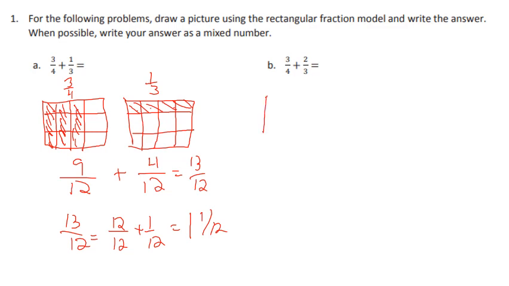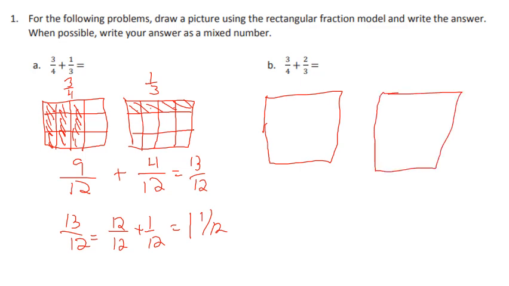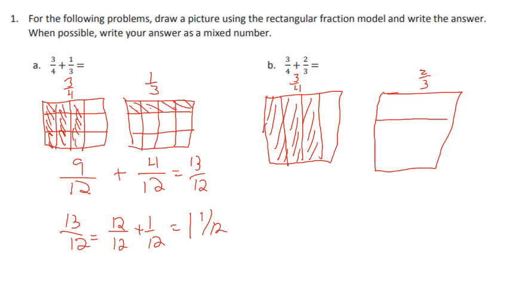Our next model, we have the first one being 3/4, so I'm going to go ahead and split them up into quarters, and we're shading in 3 out of 4. That's our 3/4. Now this one's our 2/3, and I'm going to split them horizontally into thirds. There's 1/3, 2/3. Now I'm going to go ahead and transfer my thirds over to combine it to my quarters, and I'm going to transfer my quarters to my thirds.